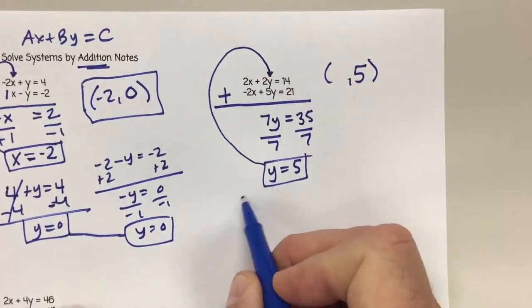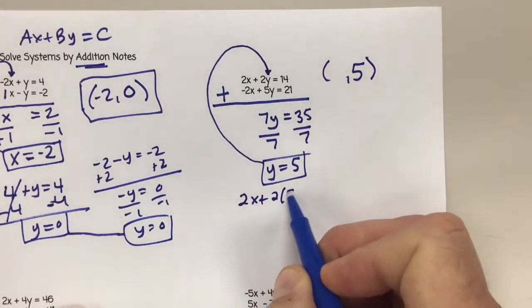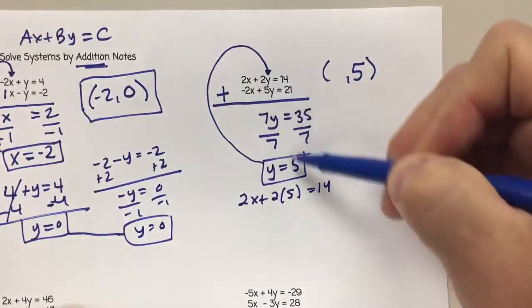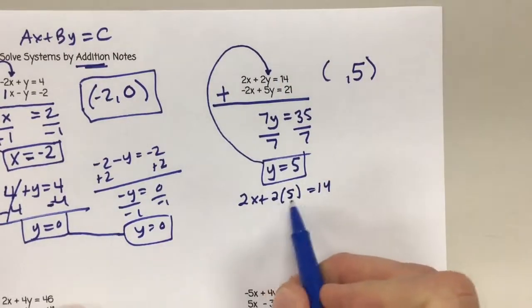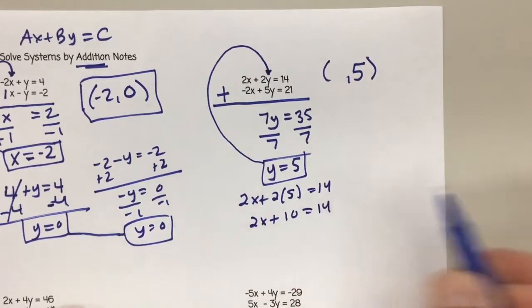Now, one way to plug this in is to rewrite the equation, but instead of writing y, I put that 5 in parentheses, because that y is really going to be 5. And I have to multiply. So it'd be 2x plus 2 times 5 is 10, equals 14.